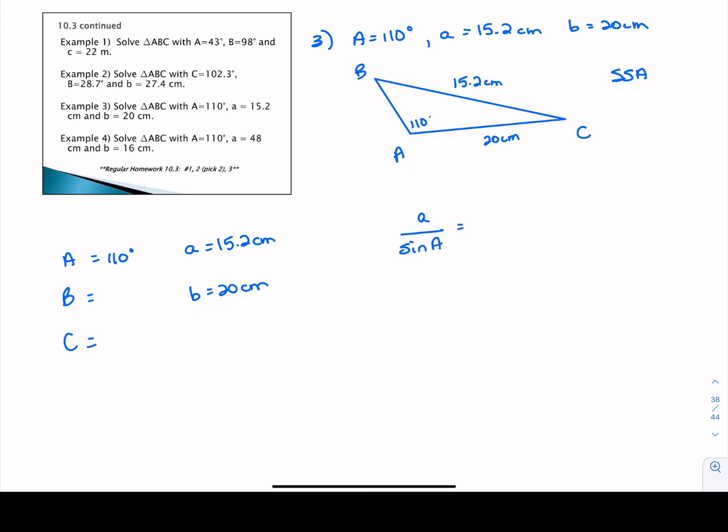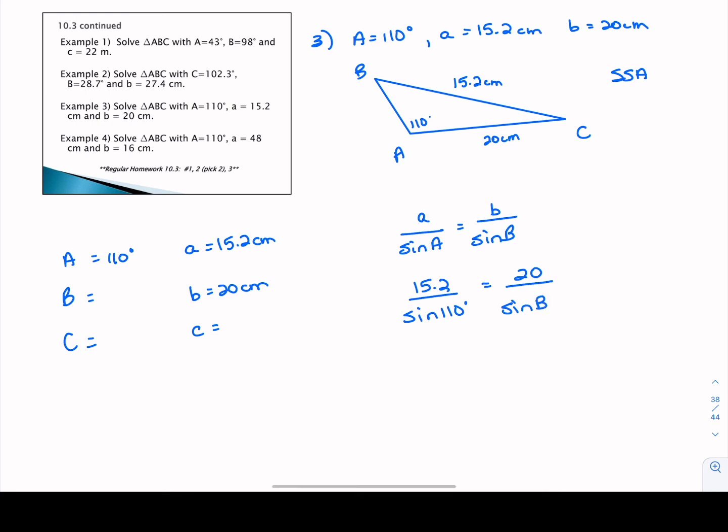Now, we have no information for C whatsoever, so we're going to park C and just leave that for a moment. And we're going to set this equal to B over sine B so that we can at least find the missing angle, angle B. So if we plug in the information that we know, we have 15.2 centimeters divided by the sine of 110 degrees, and that's going to be equivalent to 20 centimeters divided by the sine of angle B.